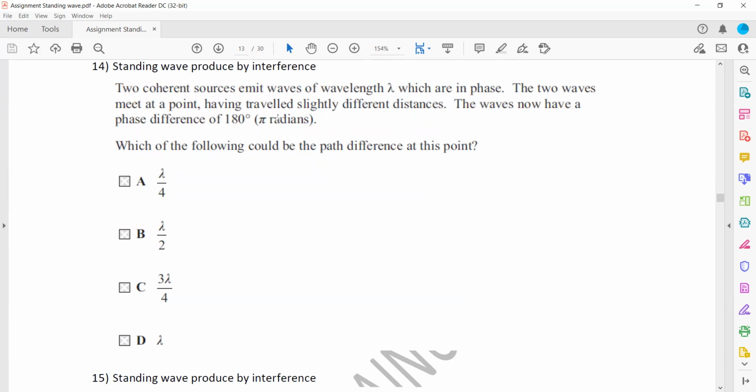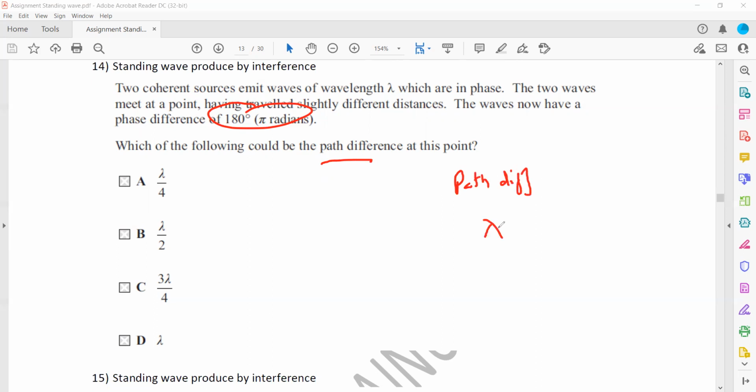Two waves meet at a point, having traveled slightly different distances. The waves now have a phase difference of 180. So whenever there is a phase difference of 180, which of the following could be the path difference? So what is the relation between the path difference and the phase difference?